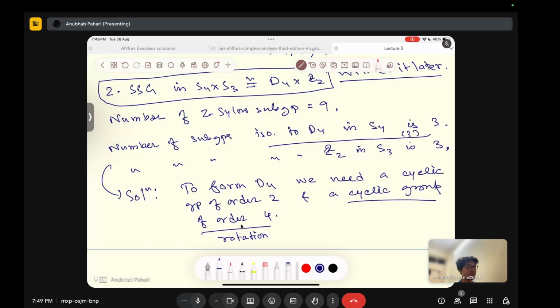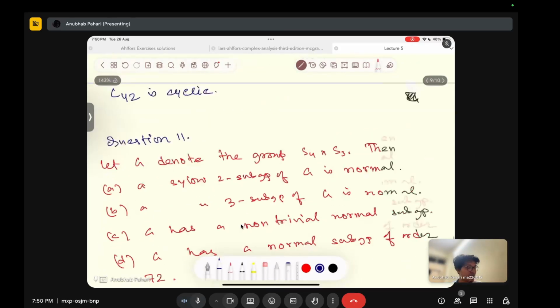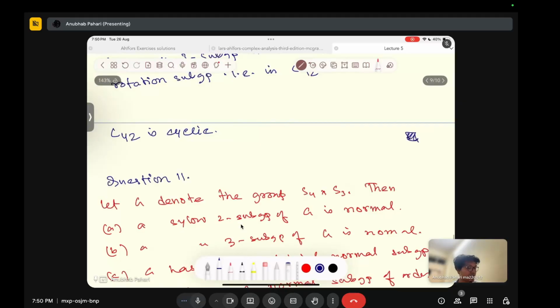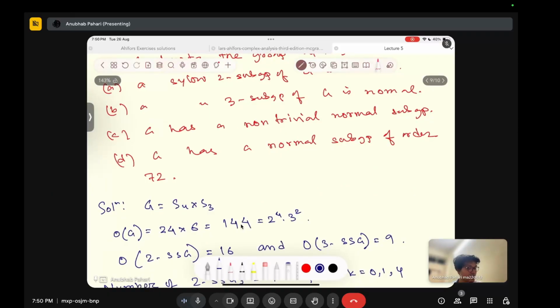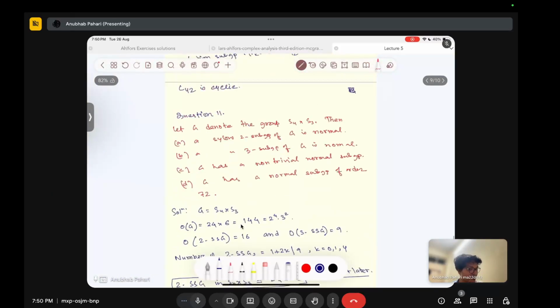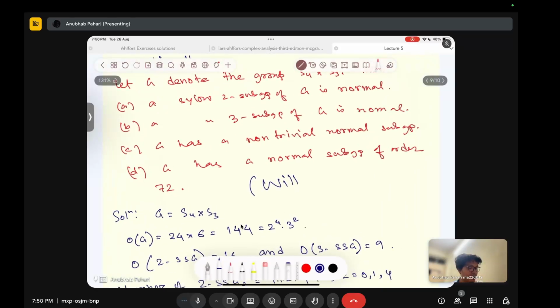Okay, a cyclic group of order 2. Maybe I will come to this question, or maybe next time I will start with this question. I need to solve this properly. Okay, sir, we'll do it later. Right now, my brain is not working.